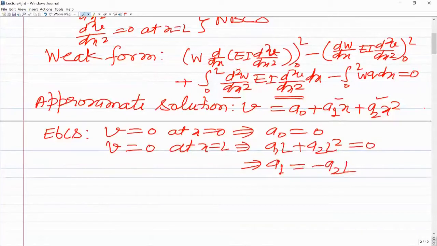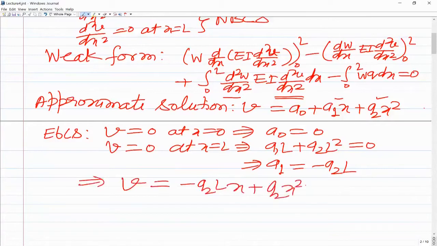So you will get a relationship between the two constants. Ultimately a0 is 0 and a1 is expressed in terms of a2, so the only left out constant would be a2. Finally the approximate solution v equal to, a0 is 0, a1 is minus a2 L into x, plus a2 into x square. Maybe you can take a2 common, so you can write this as a2 into x square minus Lx. So this is the approximate solution.